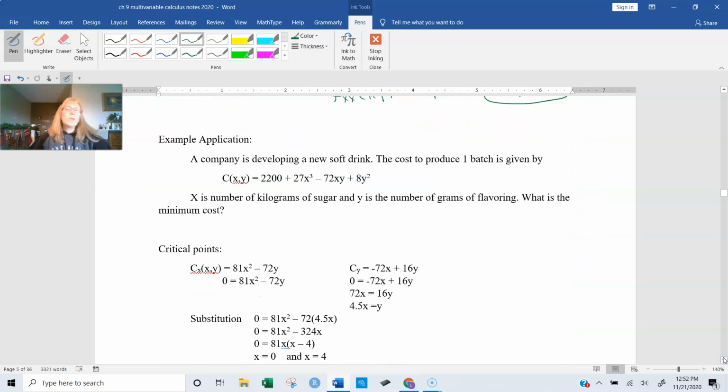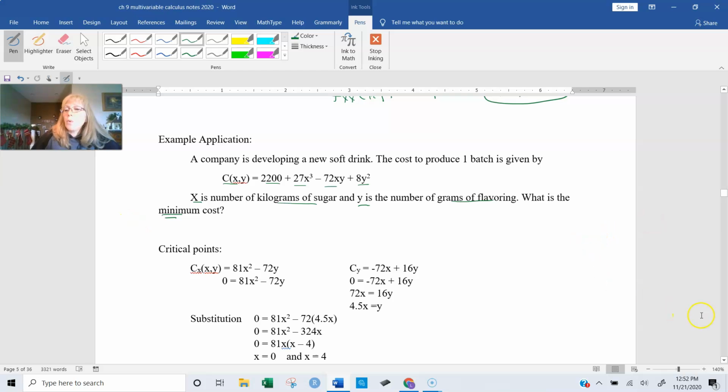All right, cost to produce one batch. And we don't know what soft drinks. So my cost is 2,200 plus 27x cubed minus 72xy plus 8y squared. X is kilograms of sugar. Y is grams of flavoring. What's the minimum cost is what we're looking for.